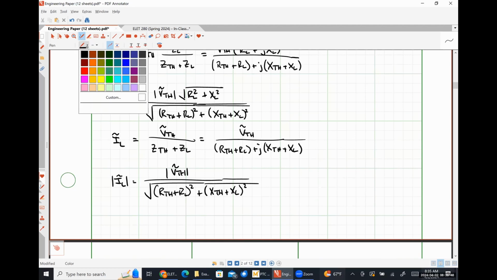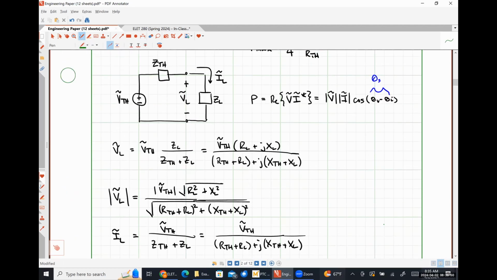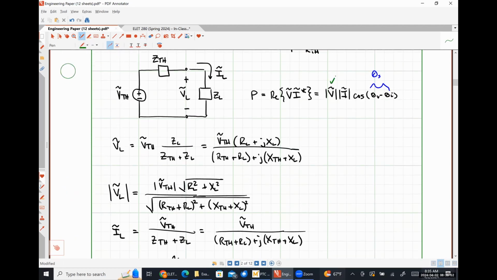So what we've done thus far is we figured out what the magnitude of the voltage is. We figured out what the magnitude of the current is. And so now we need to figure out what cosine of theta V minus theta I is going to be. Okay. This is going to maybe seem a little bit wonky.